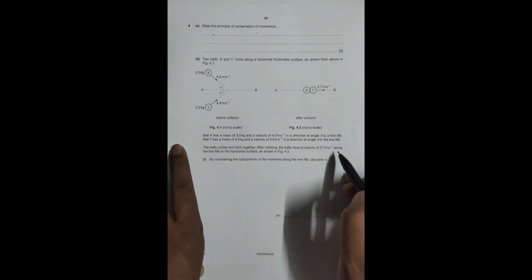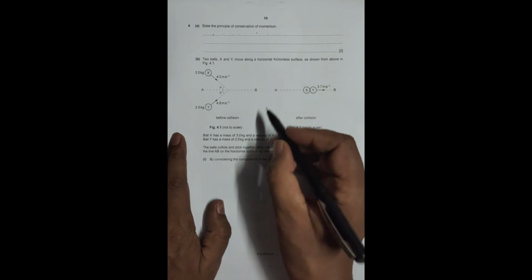After colliding, the balls have a velocity of 3.7 meter per second along the line AB on the horizontal surface, as shown in figure 4.2, like this. By considering the components of the momenta along the line AB, calculate theta. So it gives us the idea that we have to consider the components of the momenta along this direction to find theta. So let's find it.